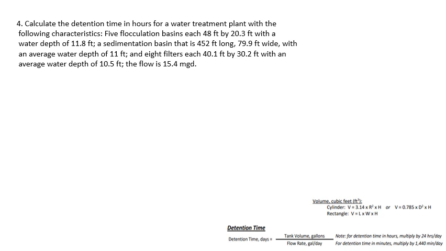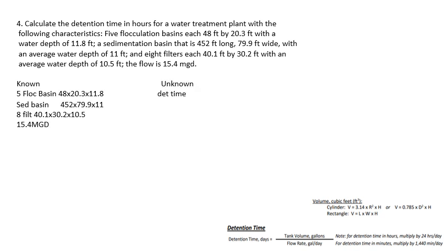Question number 4. Calculate the detention time in hours for a water treatment plant with the following characteristics. 5 flocculation basins, each 48 feet by 20.3 feet, with a water depth of 11.8 feet. A sedimentation basin that is 452 feet long by 79 feet wide with an average water depth of 11 feet. And 8 filters, each 40.1 feet by 30.2 feet with an average water depth of 10.5 feet. The flow is 15.4 million gallons a day.